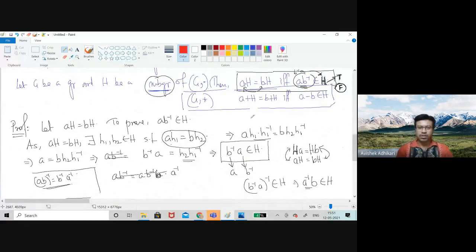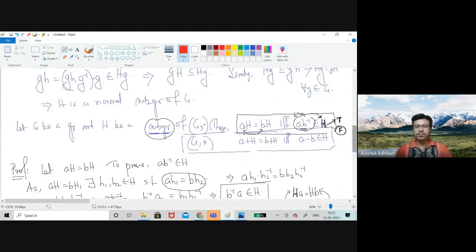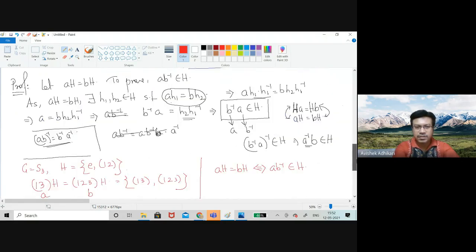So what we wrote was not correct, but what you proved was correct. So instead of proving this, if I prove this one, that will in turn give you A inverse B. So for left cosets, this property is satisfied: AH equals BH if and only if, instead of writing this, A inverse B belongs to H. Let's check if this is happening here.